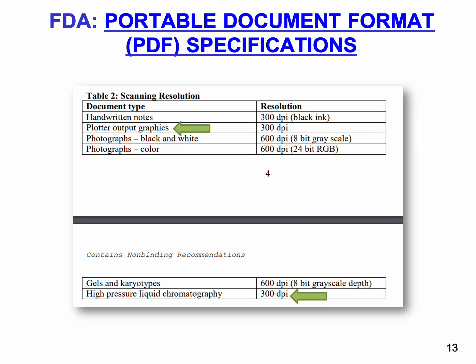Now here again we talk about dots per inch, or DPI. So we look into the scanning resolution, and we are talking about the fact that we need to have a minimum of 300 DPI for the resolution of images that you use in your regulatory documents.